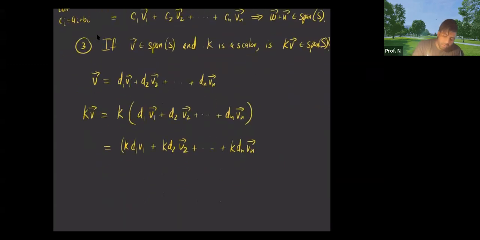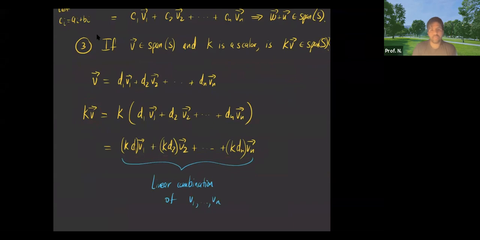And then can't you reassociate this? And so what do I still have? I can still represent KV as a linear combination again. This is a linear combination of what? Of V1 all the way to Vn. So what did I just show? KV is still in the span of S.